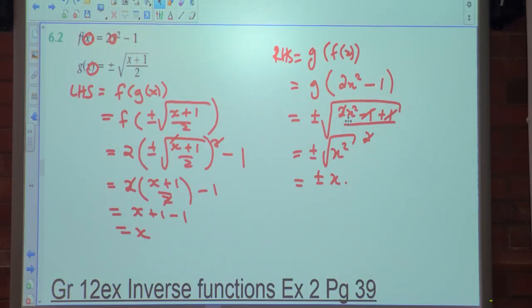People, that basically brings us to the end of the chapter on inverse functions. From here we're going to logs and exponential functions.